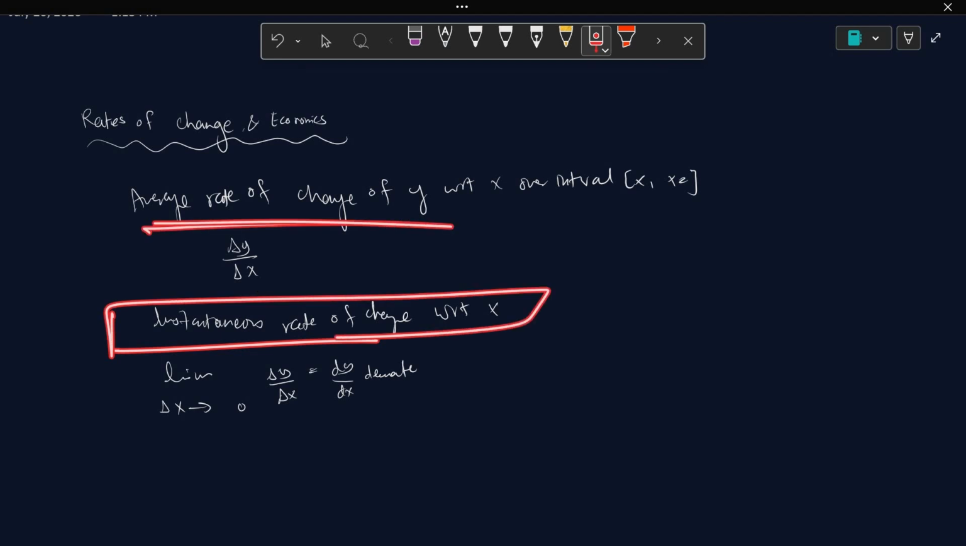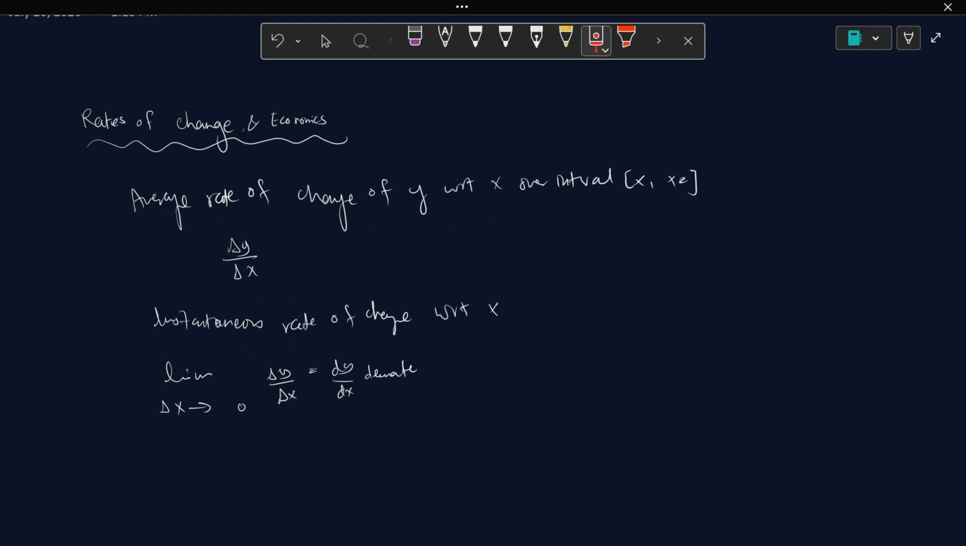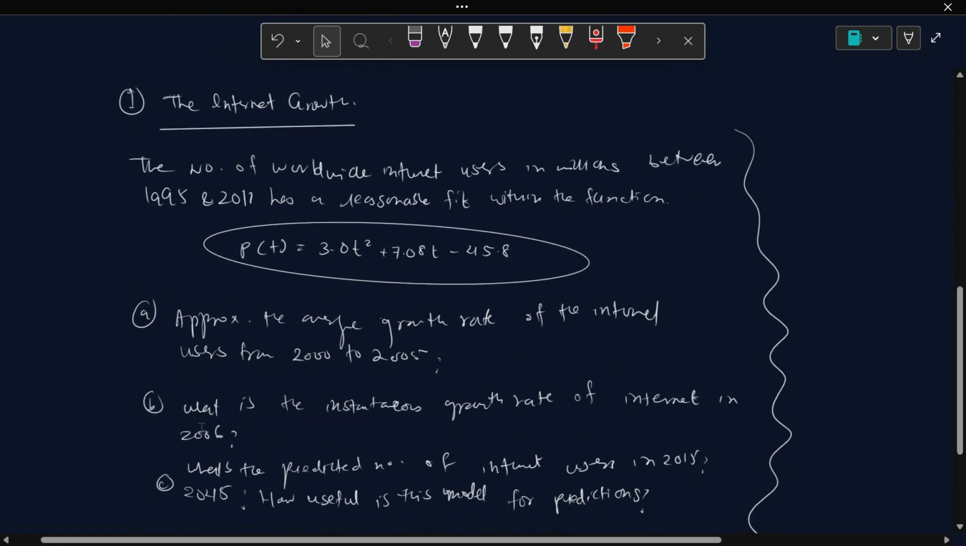The average rate means how much your y is increased over an interval of x. But here you're given a specific x and you want to figure out the rate at which y is changing at that one point. I hope that makes sense. If it doesn't, don't worry, we'll do some problems and it might click. So let's start with the problems now.